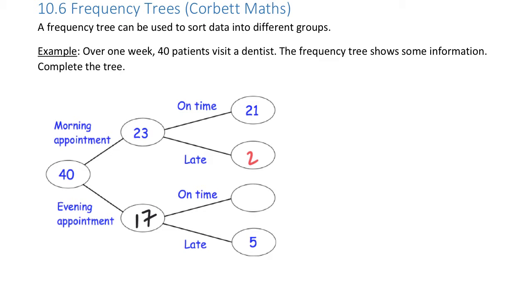Similarly, if 17 patients attended an evening appointment, they were either on time or late. So if 5 of them were late, if we take 5 from 17, we get that there were 12 who were on time.